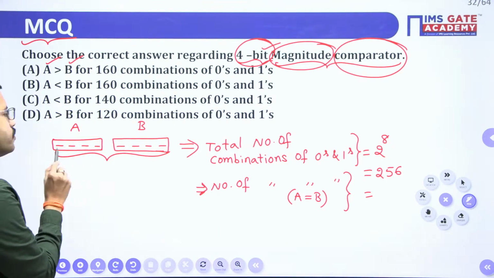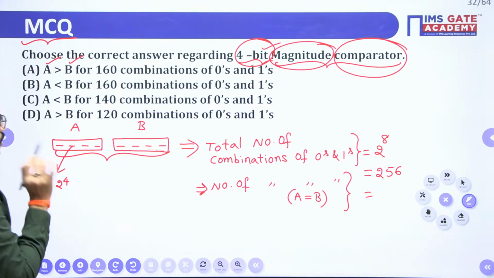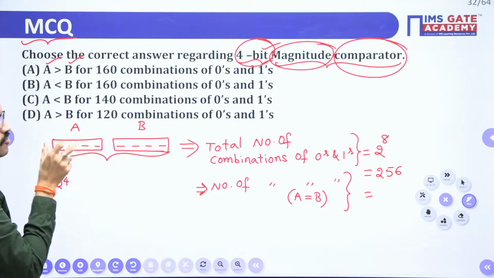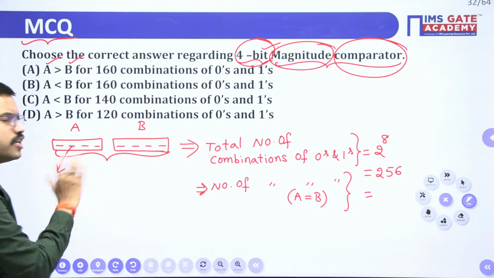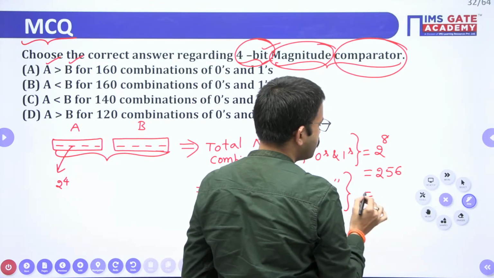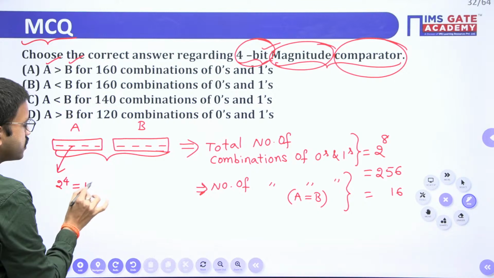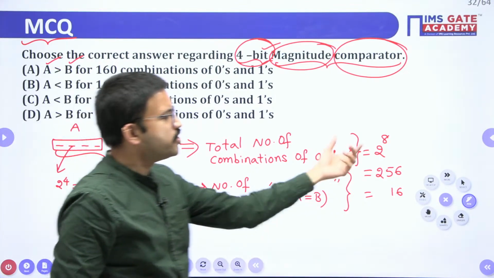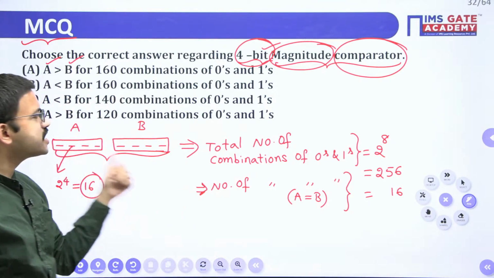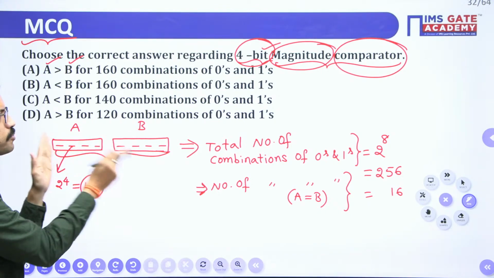Since you have 4 bits, you will get 2 power 4 combinations, right? Whatever combination of A you are considering, if you consider the same combination for B, then only will we say both A and B are equal. So here you will get 2 power 4, which is nothing but 16. So in total you have 256 combinations, out of which only 16 combinations will give the output that both A and B are equal.